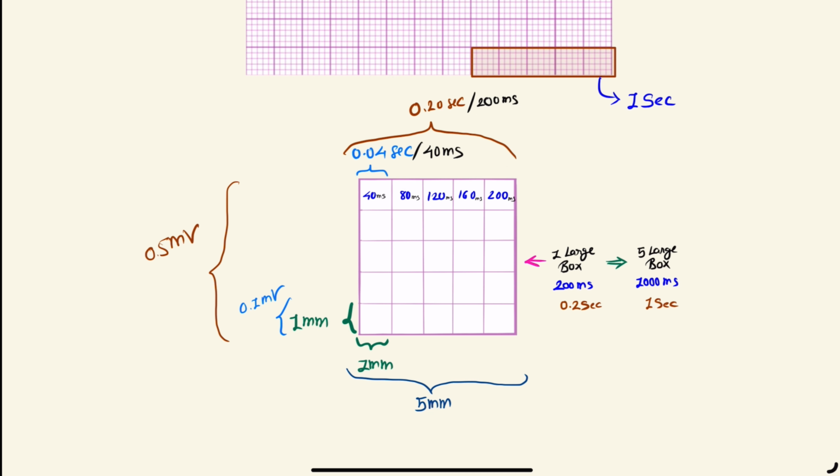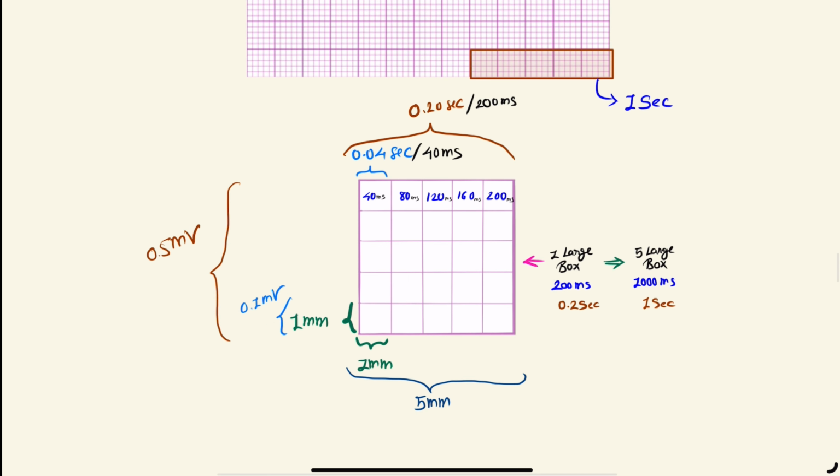To represent 1 second on ECG paper, it takes 5 large boxes. So, I have made this sequence of 5 large squares on the diagram to demonstrate 1 second on ECG. Also remember that the height of a small square corresponds to 0.1 millivolt. Thus, the height of a large square equates to 0.5 millivolt.